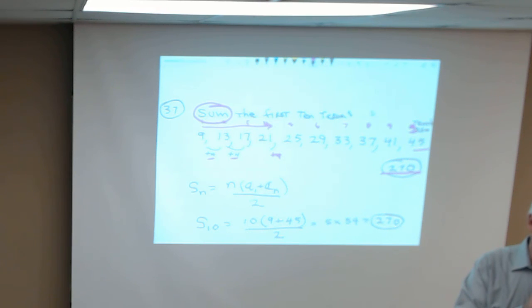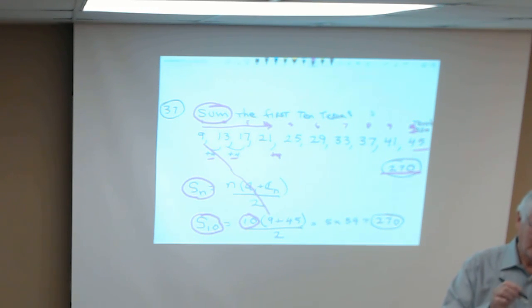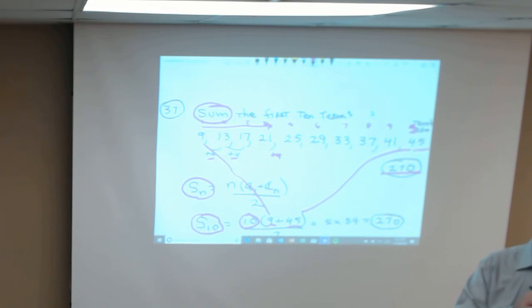Or you can use the formula. The sum of the first 10 terms is 10 times the first term, 9, plus the 10th term, 45, divided by 2. What's 9 plus 45? 54. What's 10 divided by 2? 5. What's 5 times 54? 270.